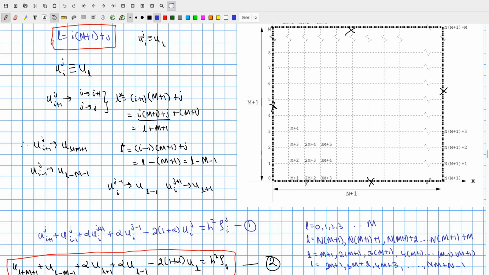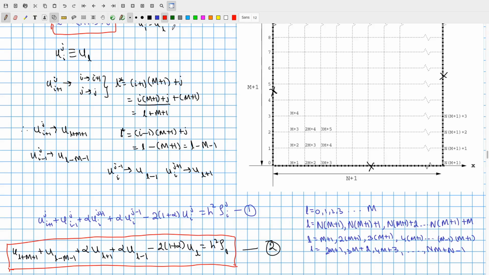So because there are total n terms, it will become nm plus n minus 1. That's how we got this number. So these are the boundary conditions. This is how the boundary conditions get modified after converting from the double index to a single index. And this we have to remember.